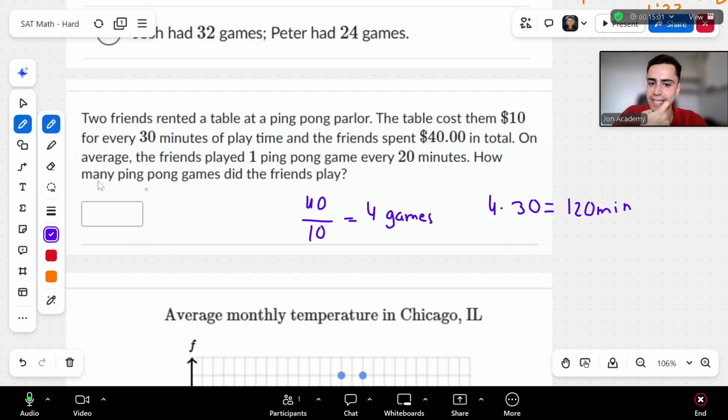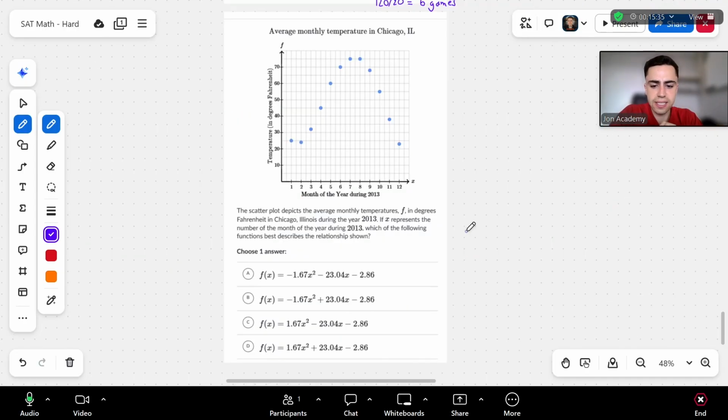Ah, no, sorry. They paid 4 times basically, no? And then each of the times they paid was 30 minutes long, so 120 minutes. And then this 120 minutes we have to divide by how long it lasts each of the games, so 20 minutes. And this gives us they played 6 games, no? So final answer is 6 here. So now we have this last exercise here.